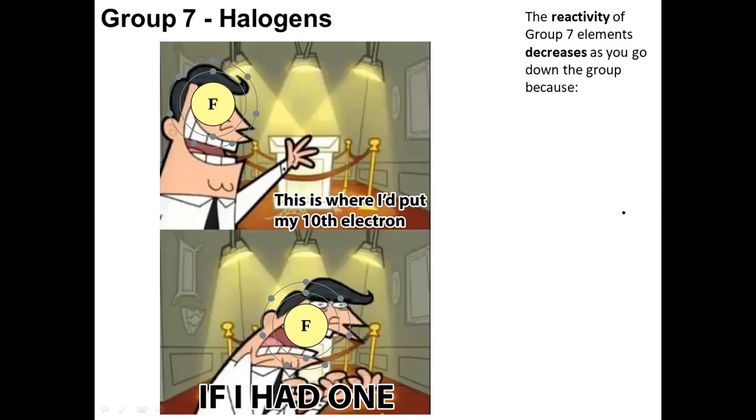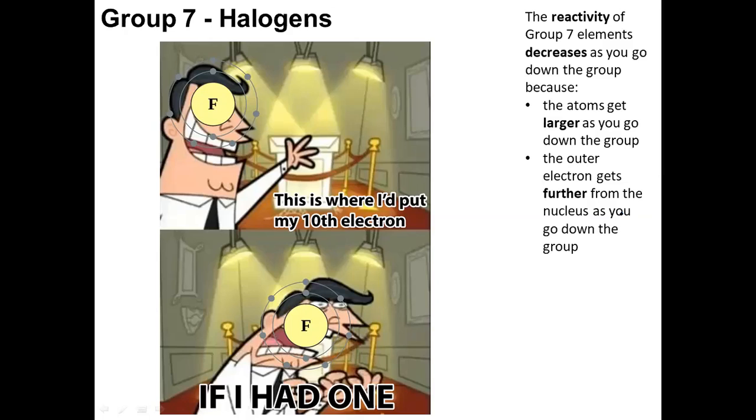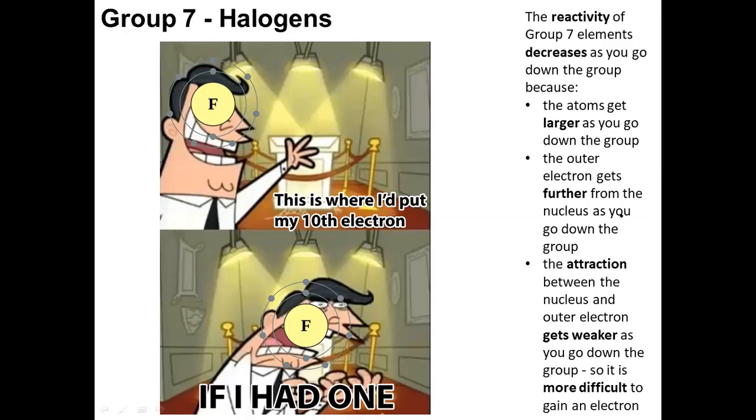What is the reason? Well, in this case we're not losing electrons, we're gaining electrons. To gain electrons, you need to have stronger attraction. But as you go down the group, the atoms get larger, so the electrons get further away from the nucleus. So the attraction gets weaker, but we need the attraction to be stronger. If the attraction gets weaker down the group, it's more difficult to gain an electron, so the reactivity decreases.